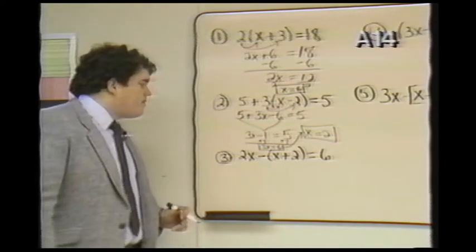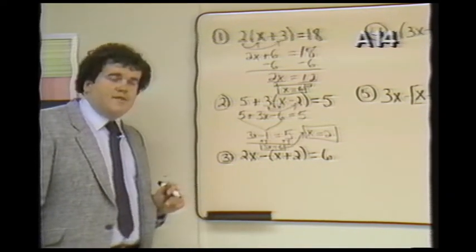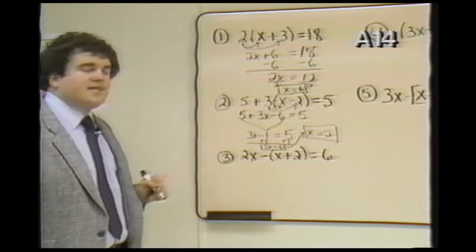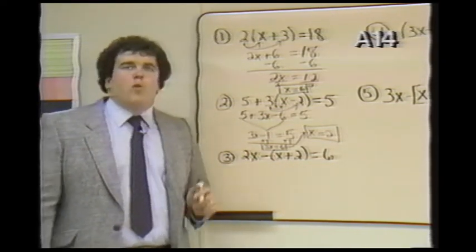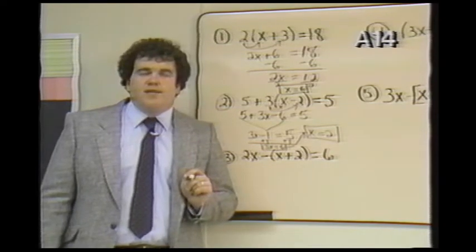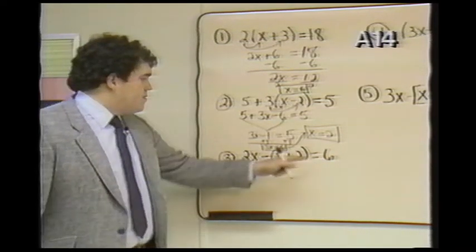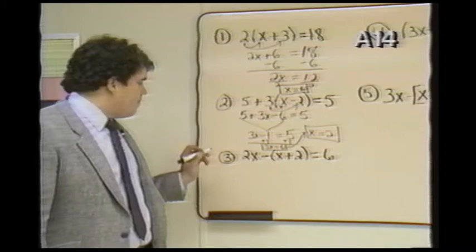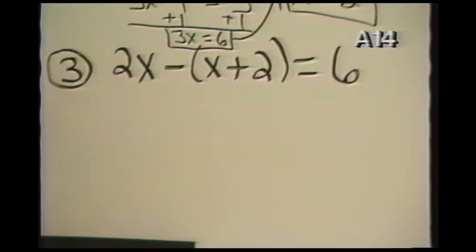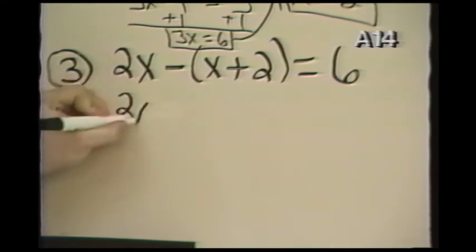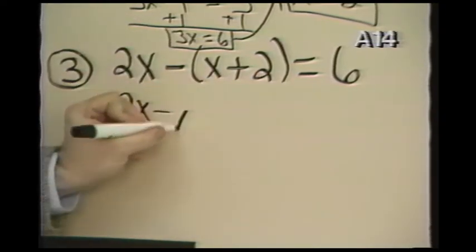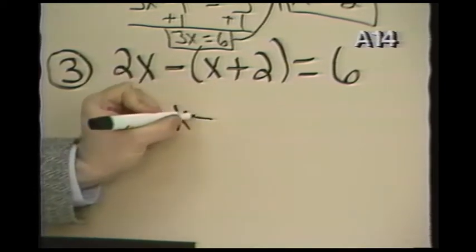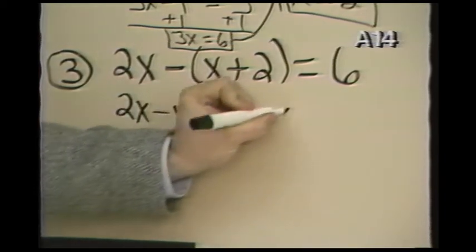Problem number 3. Now this problem's a little different because we have a minus sign. And when we have a minus sign outside of parentheses, we have to distribute that minus sign throughout the entire term. So here we go. 2x minus the quantity x plus 2 equals 6. We'll get 2x. Now to take these parentheses off, we're going to make that x a minus x and that 2 a minus 2 and set that equal to 6.